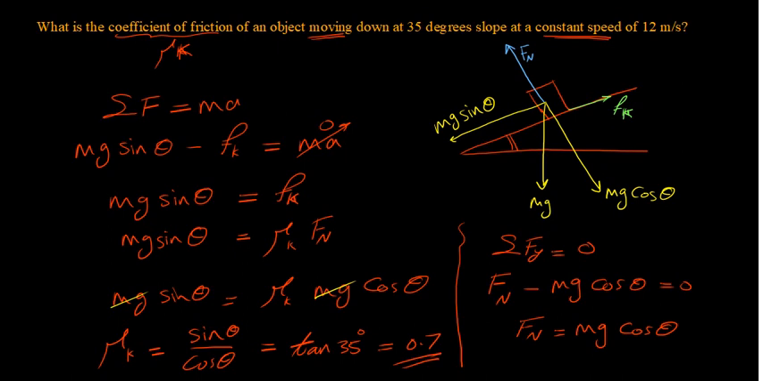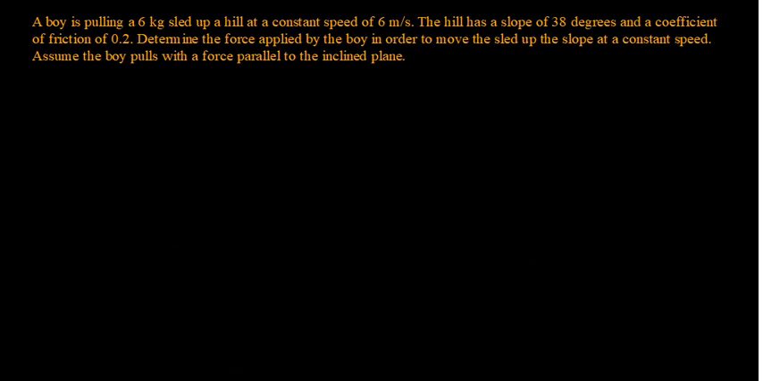Okay, this is one example. I will include another example in this video, which is here. I have a boy pulling a 6 kg sled up a hill at a constant speed of 6 meters per second. The hill has a slope of 38 degrees and the coefficient of friction is 0.2. Again, it's moving, so this is the kinetic friction coefficient. Determine the force applied by the boy in order to move the sled up the slope at a constant speed. Assume the boy pulls with a force parallel to the inclined plane.